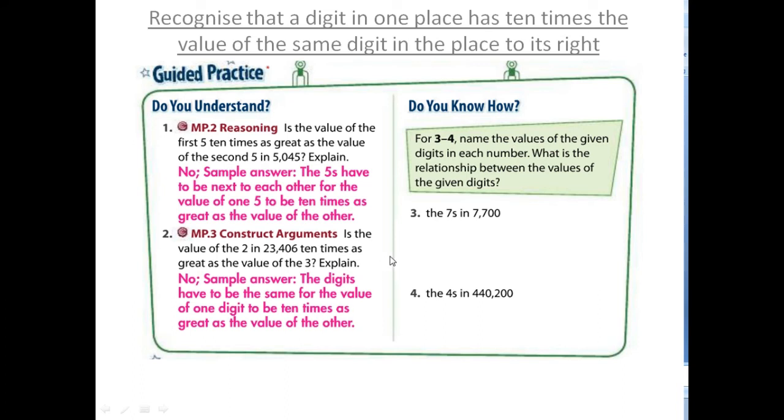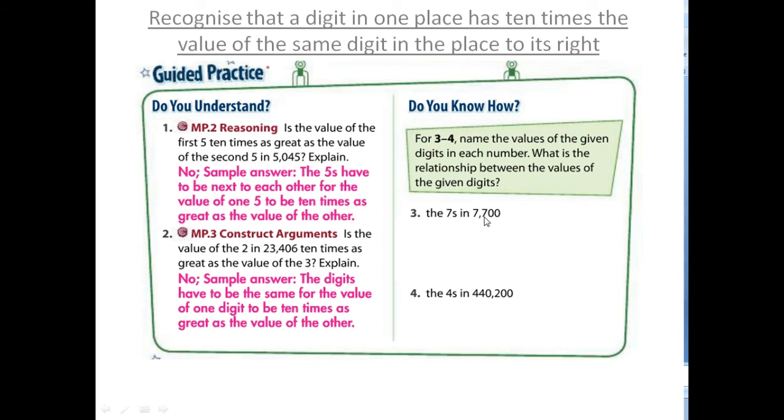Name the values of the given digits in each number. What's the relationship between the values of the given digits? The 7 in 7,700. Okay, let's see. Starting from the beginning here. 0 in the ones place. This 0 in the tens place. 7 in the hundreds place. Excellent. So the first 7 here will be in the hundreds place because it has two zeros beside it, in the third place value.